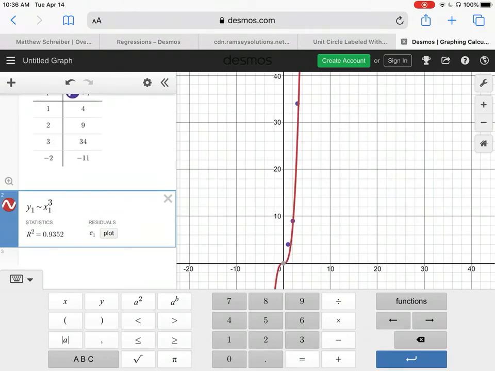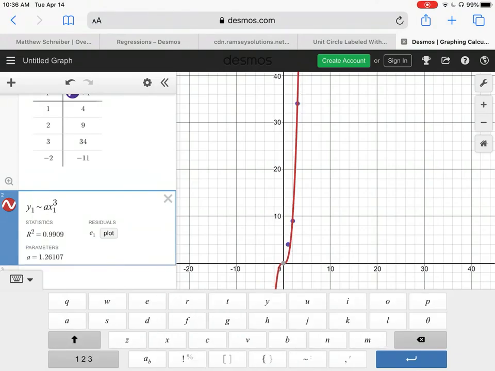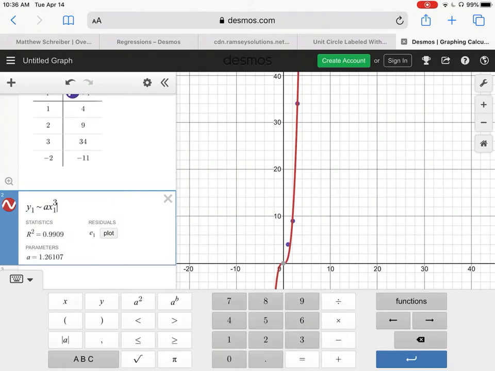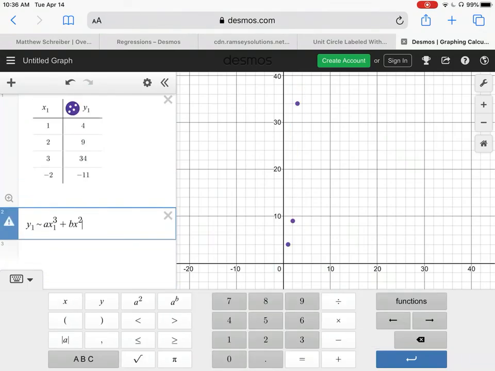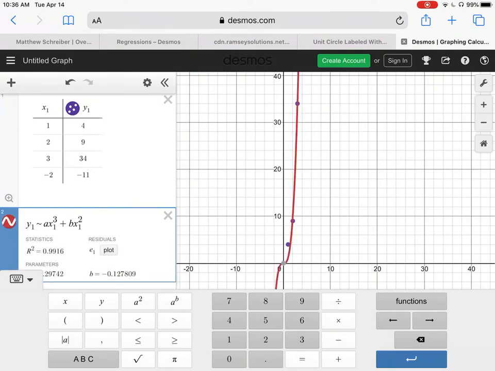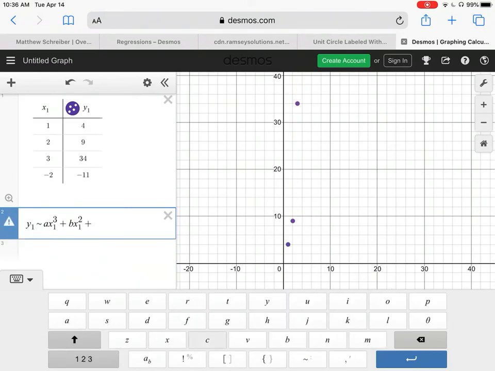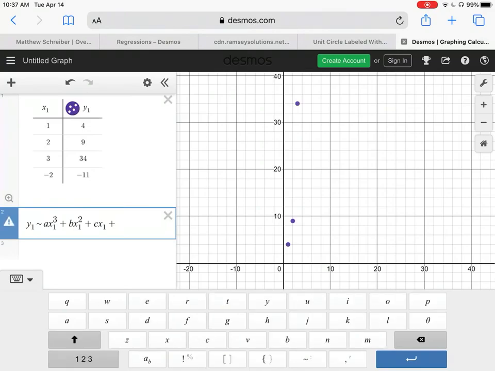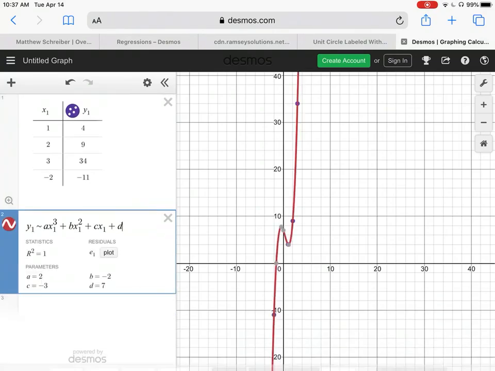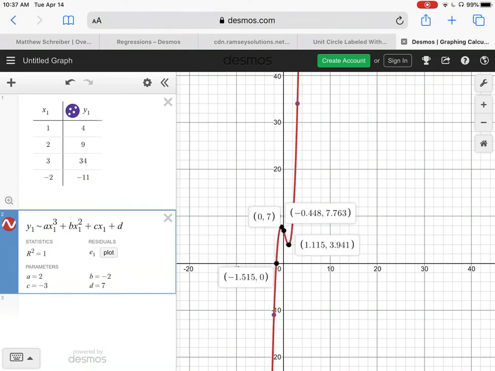Oh, and sorry, I also need to give it a coefficient. It's going to be something a x cubed, and then I just need to plug in the rest of the table. So then we would have b x squared, oh sorry, it's b x sub 1 squared plus, just go in alphabetical order, c x sub 1, and then plus our constant, which would be d. I'll minimize that, and look at that. That is a pretty good model right there.